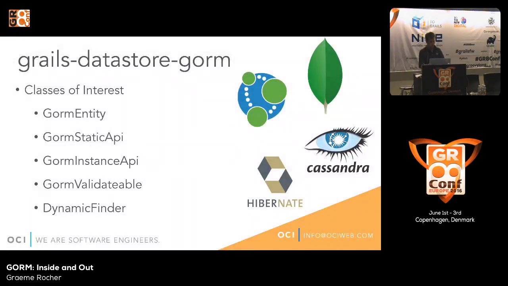So familiarize yourselves with the code base. You've got the Gorm entity trait. The Gorm entity trait defines the overall contract of the API, but then it delegates to either Gorm static API, Gorm instance API, or Gorm validatable, depending on the method. The design choice there is so that the backing implementation is swappable.